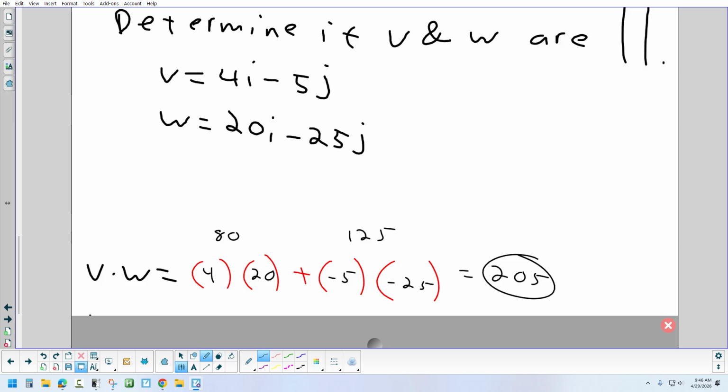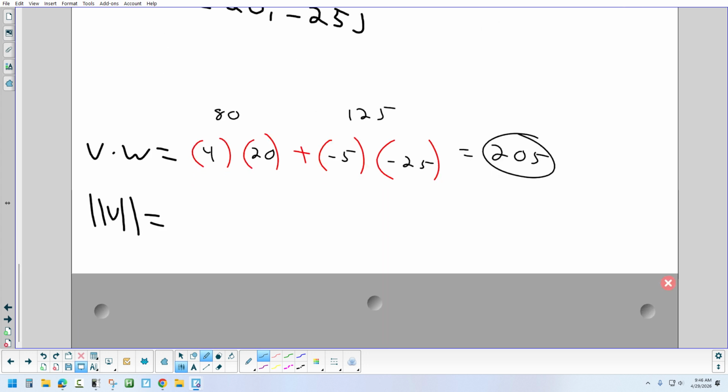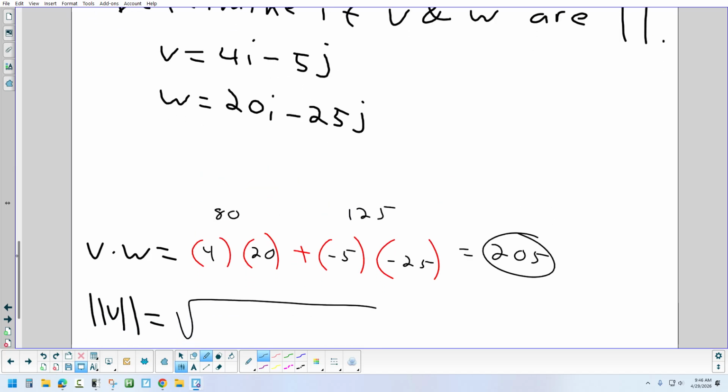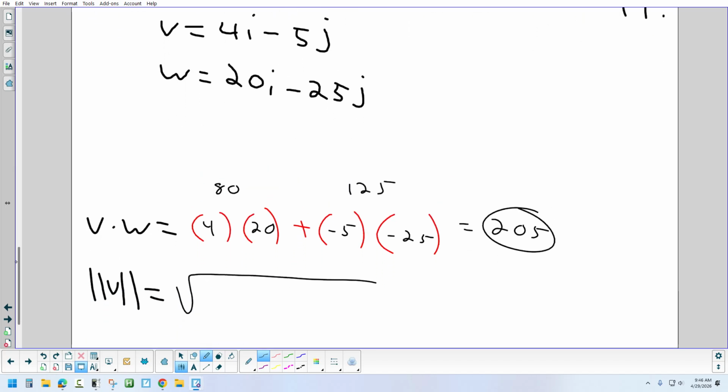The vectors are not 90. They're not perpendicular because I would have had to get a dot product of 0. I didn't get a dot product of 0, so are they parallel? I don't know. Are they perpendicular? Definitely not. Okay, but we have to keep going to see if they're parallel. Okay, so magnitude of v. What's going to go under the square root to do our calculation?